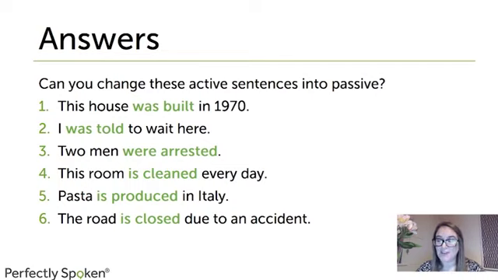So hopefully you managed to correctly choose present simple passive or past simple passive. And hopefully also you can see that these sentences sound a lot more natural due to the context than the active examples.